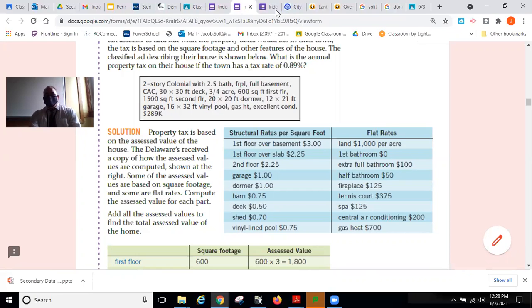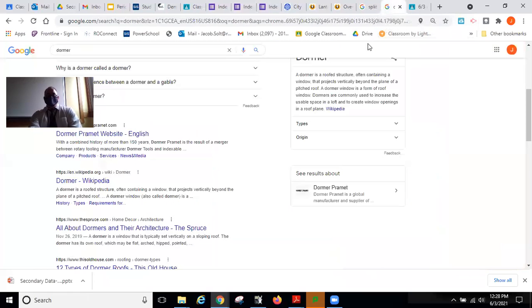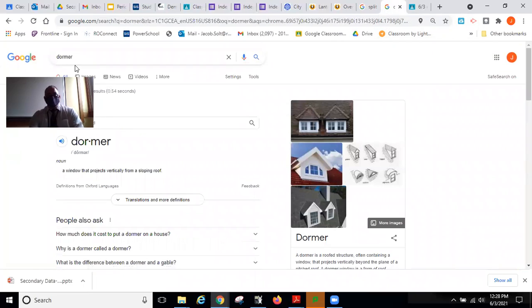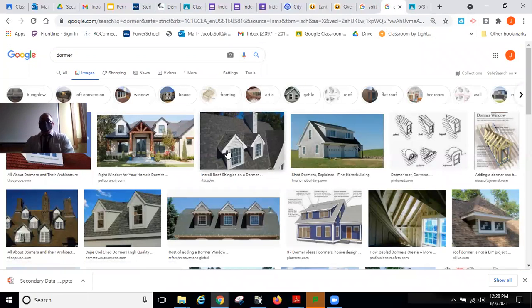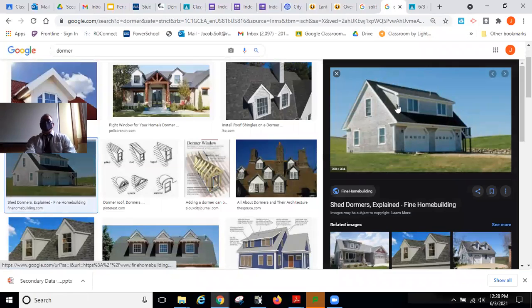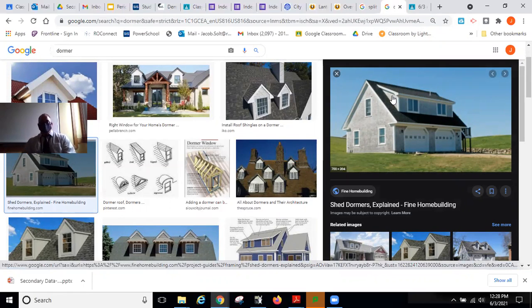This house has a 20 by 20 foot dormer. Now a dormer, I had to look this up earlier. I mean, I heard it before, but I didn't know exactly what it was. A dormer is a window that sticks out of your house. It comes out of the roof. Oh, now I get why they call this a 20 by 20 foot dormer. This makes sense. This whole thing here is a dormer. Now I understand why it's like an extra space they've added on.